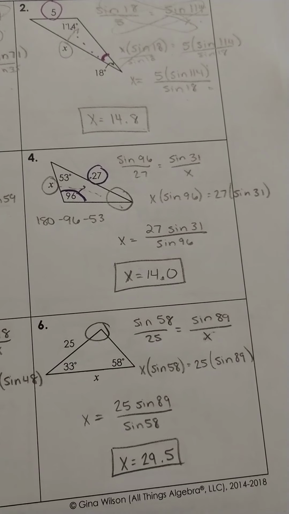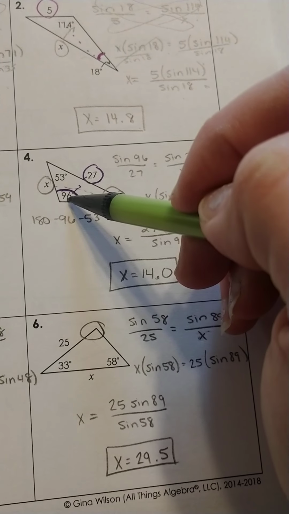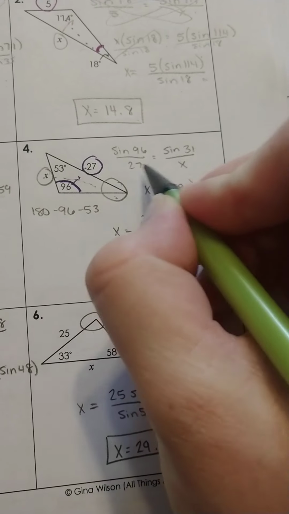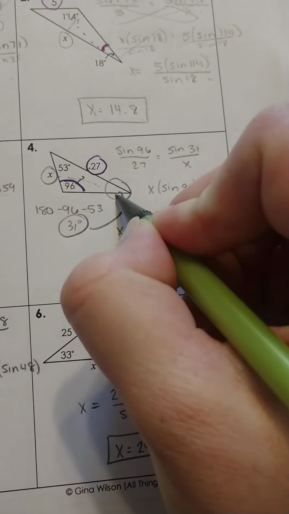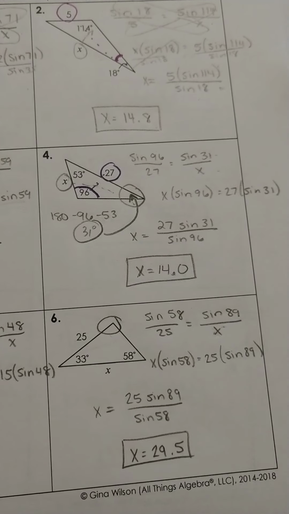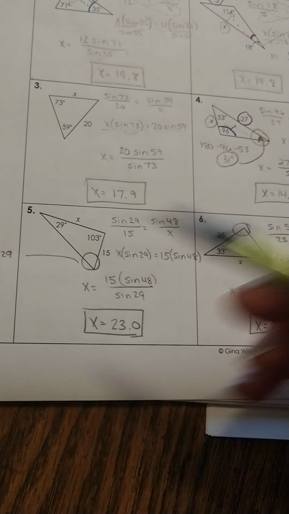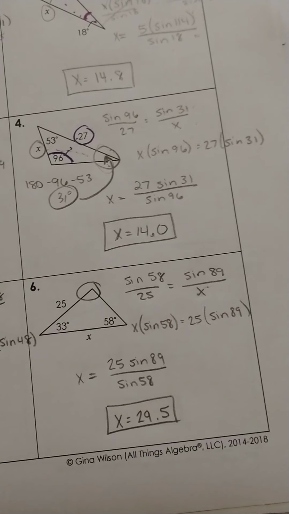Well, how do you find the missing angle of a triangle? Well, you subtract from 180. So 180 minus your 96 minus your 53, and that gives us 31 degrees. So that 31 degrees is that angle, so sine of 31 over x. In these notes, anytime you see me have a bubble, that means we had to find that angle by subtracting everything from 180. So just use that as a key.